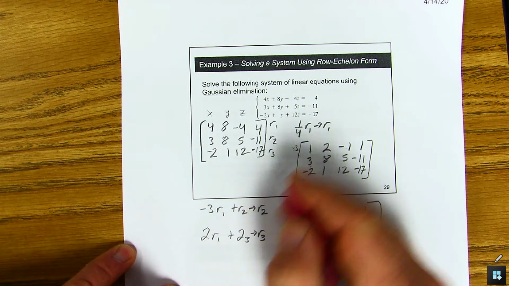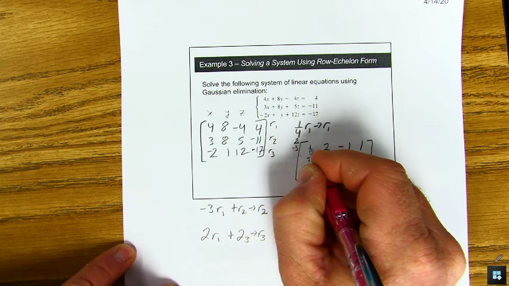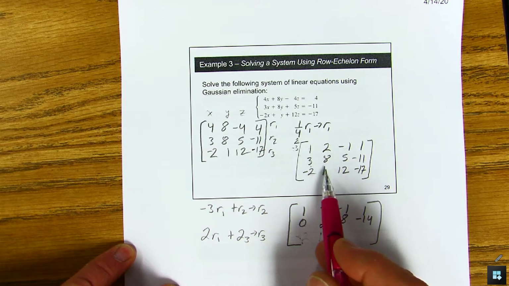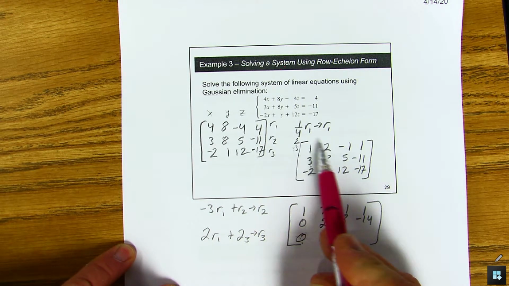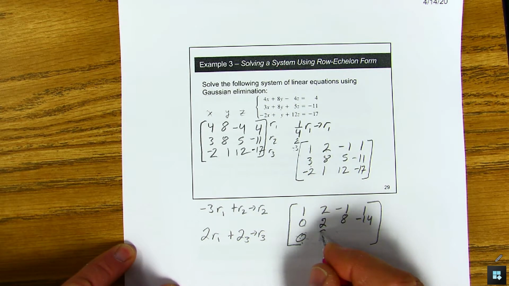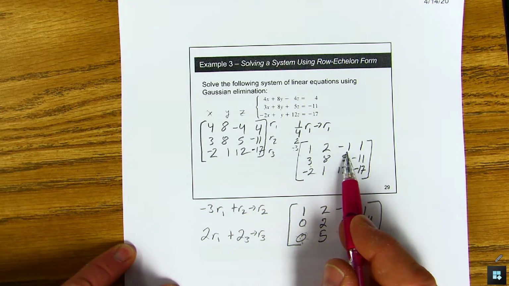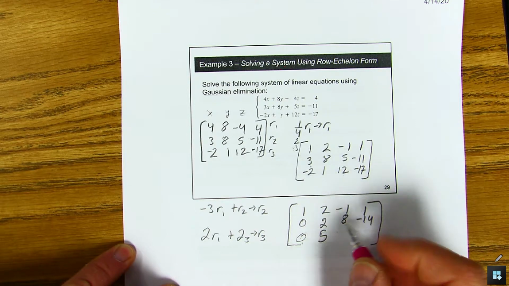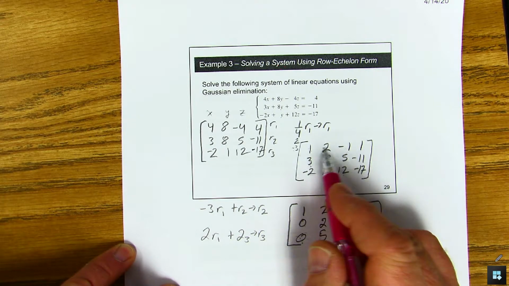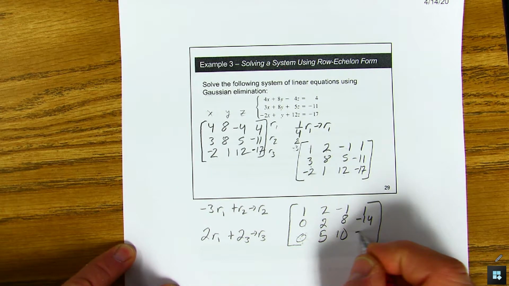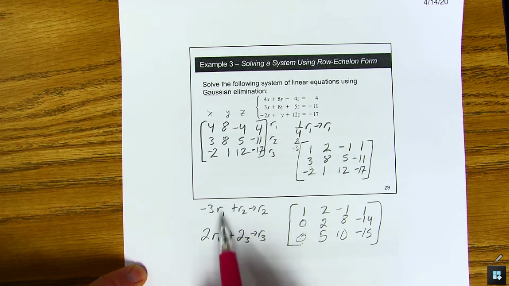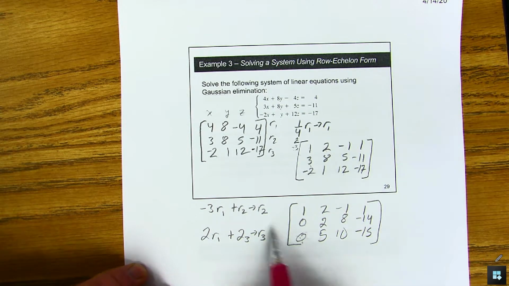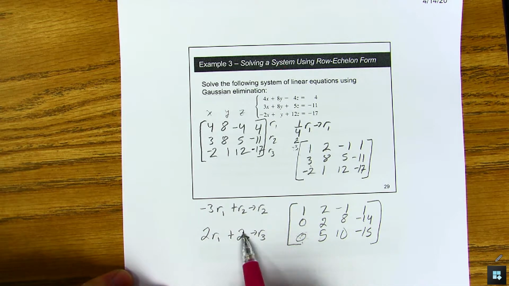So now if I take 2 times row 1, 2 times 1 is 2. 2 plus negative 2 is 0. 2 times 2 is 4, plus 1 is 5. 2 times negative 1 is negative 2, plus 12 is 10. 2 times 1 is 2, plus negative 17 is negative 15. So I just kind of did 2 at the same time, not really at the exact same time. You saw me do this one, and then I said, well, I know I want that to be 0, so I'm going to do that.